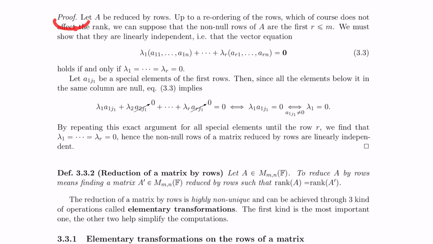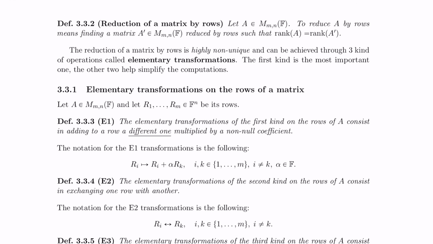You can find the proof of the previous theorem written here, but unfortunately we don't have the time to discuss it. Let's continue with this definition. Consider a matrix A with m rows, n columns, and entries in the field F. Suppose that A is not reduced by rows, then reducing A by rows means to find a matrix A prime with the same dimension as A and with coefficients in the same field, which is reduced by rows and that has the same rank of A.